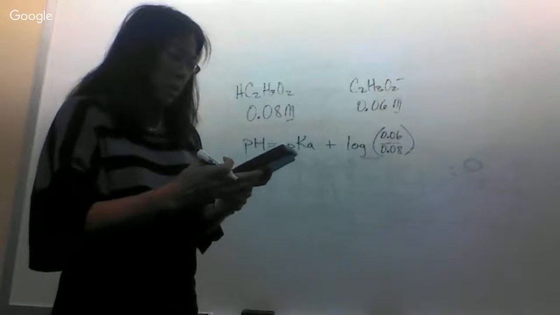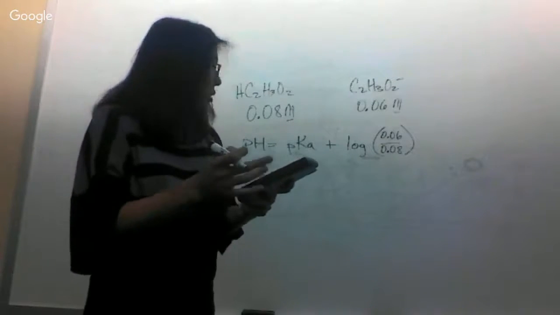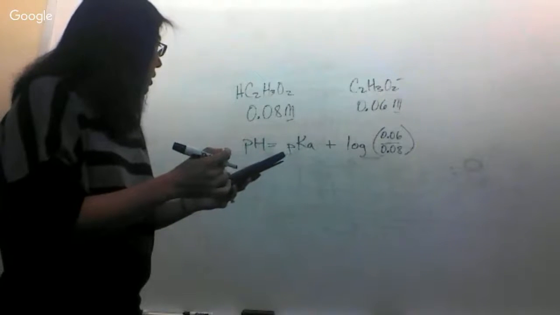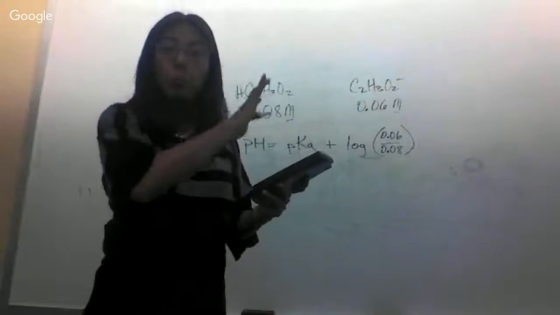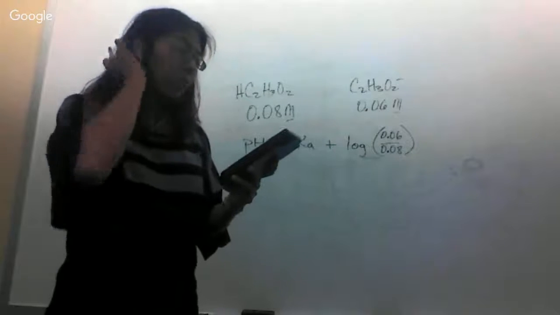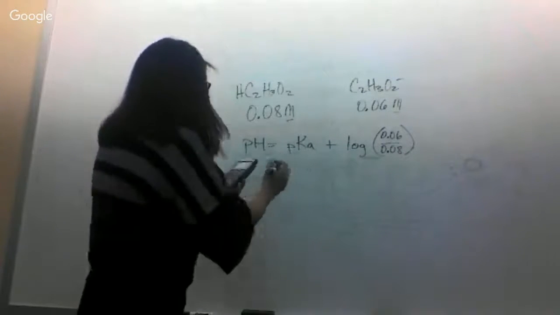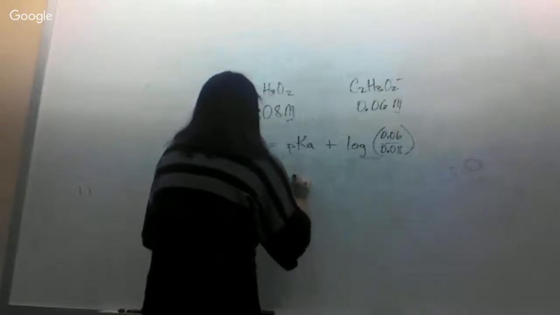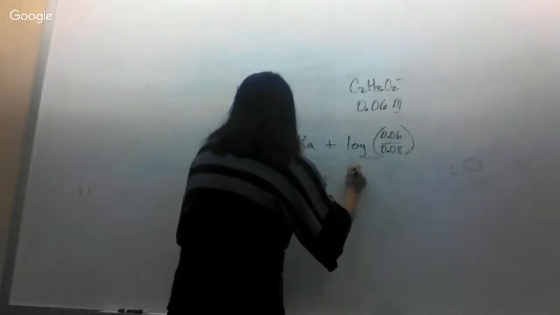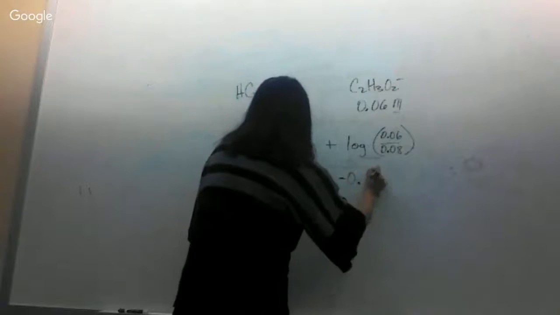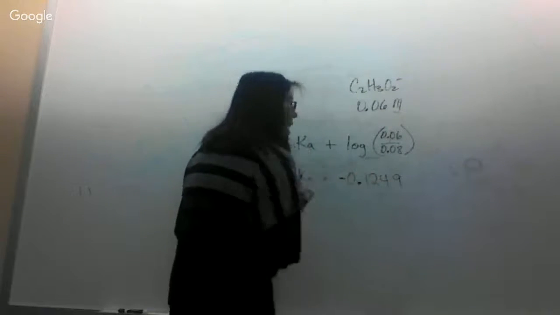There we go, and your maxi quiz on buffers is next Friday during lunch, so it's a week from this Friday. Okay, so log of that. All right. So I have pH is pKa plus negative 0.1249. So hopefully you guys got that far.